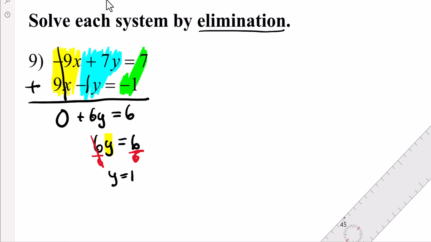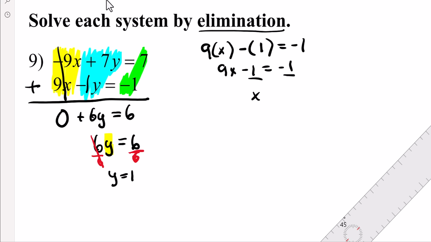You just choose one of those equations. I'm going to choose the lower one. 9x minus y is equal to -1. Well, we know what our y value is. Our y value is 1, so we don't know our x. So 9x minus 1 is equal, well, they're the same on both sides. So right away, we can just say x is equal to 0. So in our solution set, our x is 0, our y is 1.